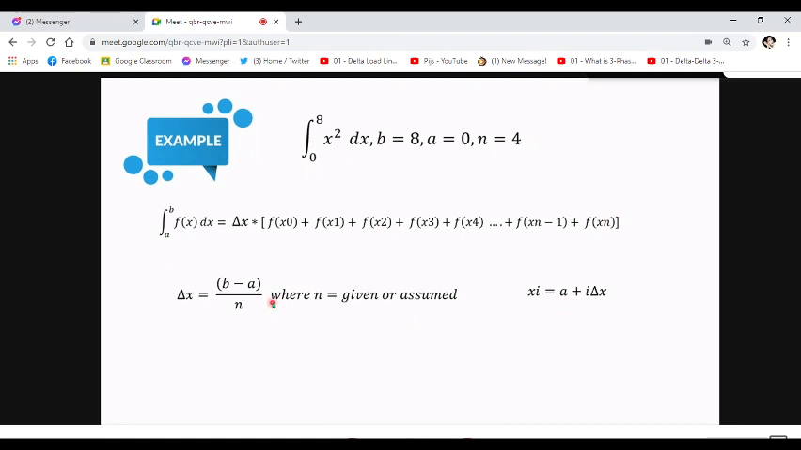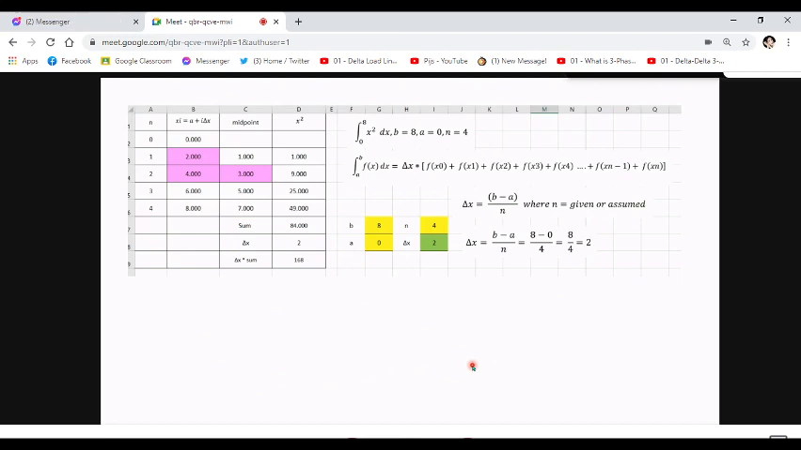Let us solve first for the delta X. The delta X is B minus A divided by N. That will be now 8 over 4, and that will be equal to 2. The delta X will now be equal to 2. Okay? Then, punta tayo sa spreadsheet. Ito uli yung formula. Okay? Ito yung 0, 1, 2, 3, 4, N is equal to 4.